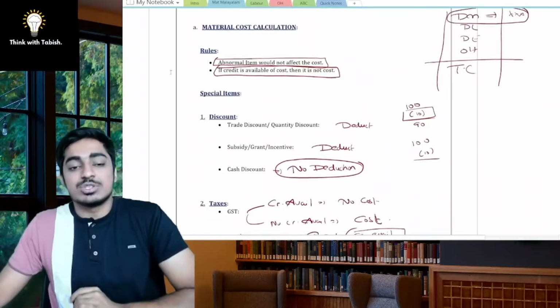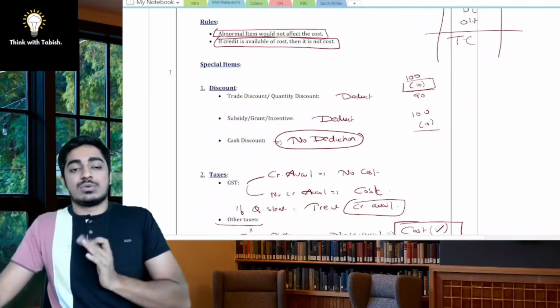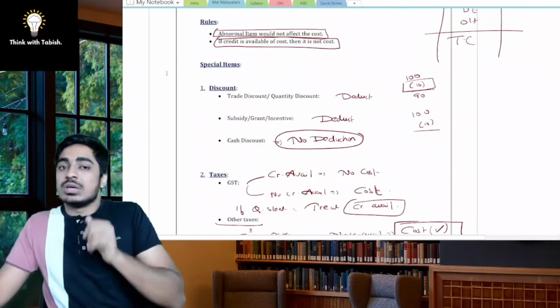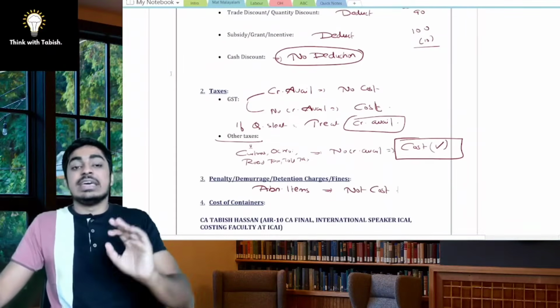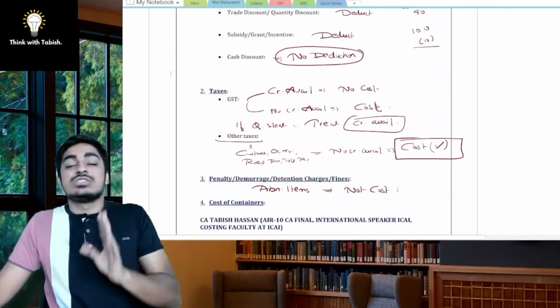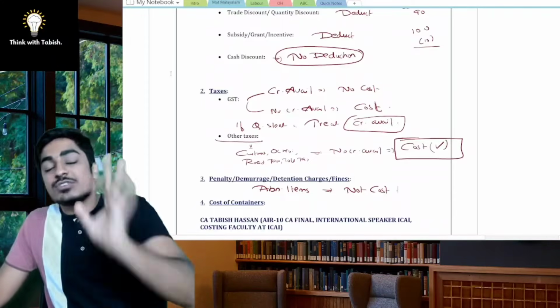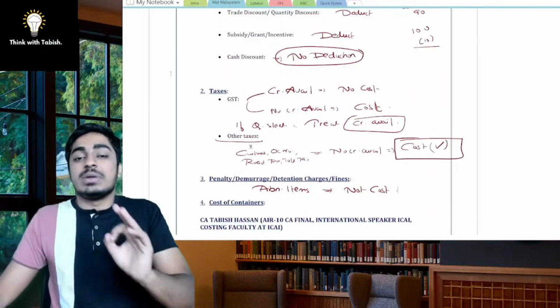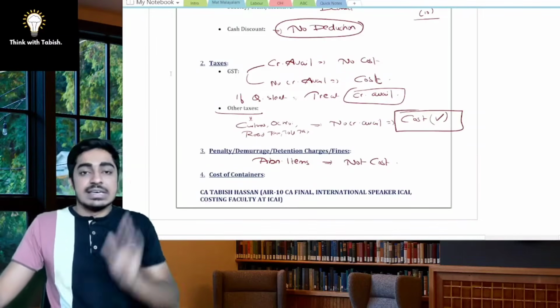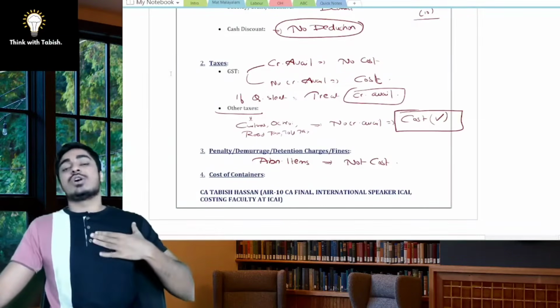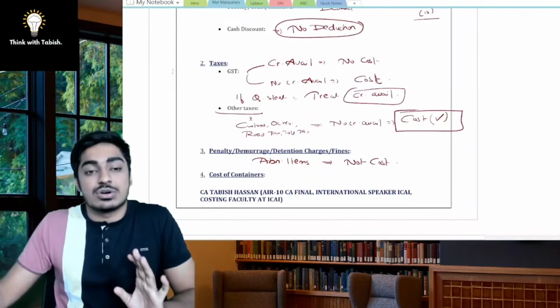What are the special items to be kept in mind? Firstly, we have discount. Trade discount or quantity discount, yes, we will deduct it. Subsidy, grant, incentive, we will deduct it. If we have cash discount, it is not allowed for purchase of material, it is for prompt payment, so no deduction will be available. Then in case of taxes, yes, if credit is available, it is not cost. If no credit is available, it is cost.